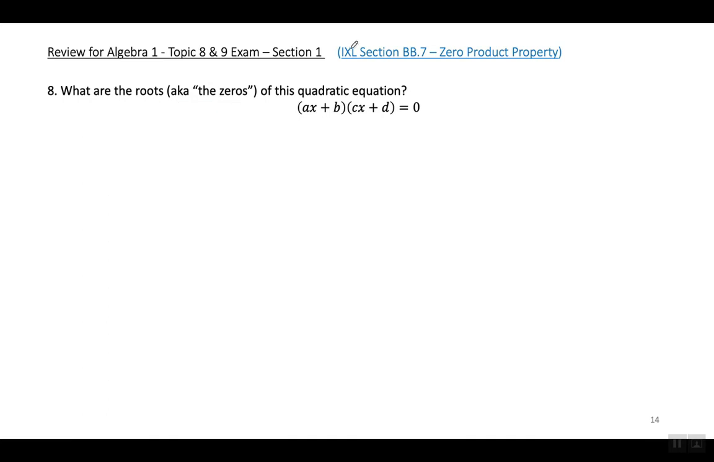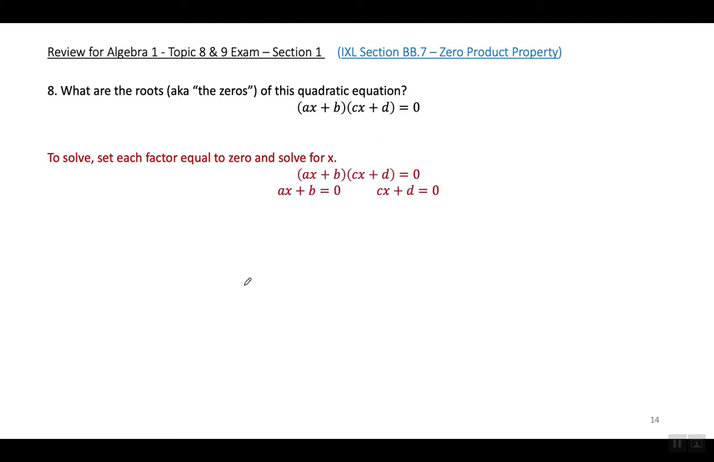It looks weird. Big deal. Do the same thing. I have one factor here and I have another factor here. Those are two factors. Set each one equal to 0. So there I go. Here's this factor equal to 0, and this factor equal to 0. That's not hard. Now, solve for x, kids.